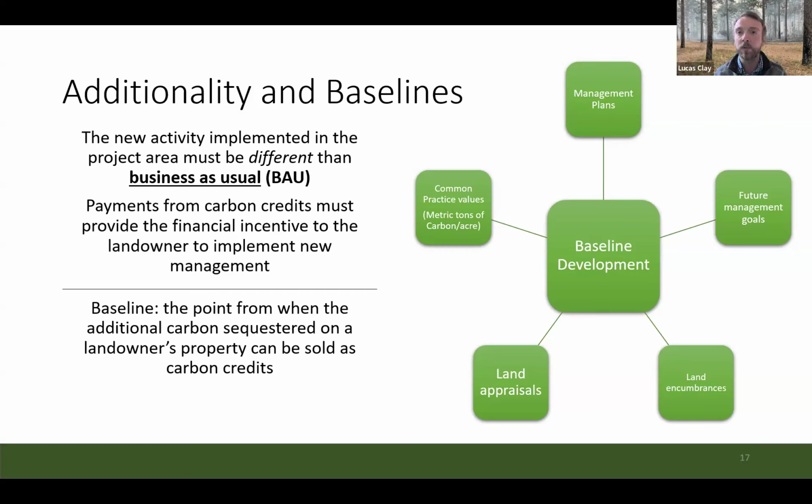So we do that with a couple of different tools. We look at common practice values for the region, looking at forest inventory data, so metric tons of carbon per acre. We have some of that data from the Forest Inventory and Analysis Program through the U.S. Forest Service. We also use management plans, future management goals of landowners, land encumbrances, and also land appraisals to be able to determine what that baseline will be for that carbon project.